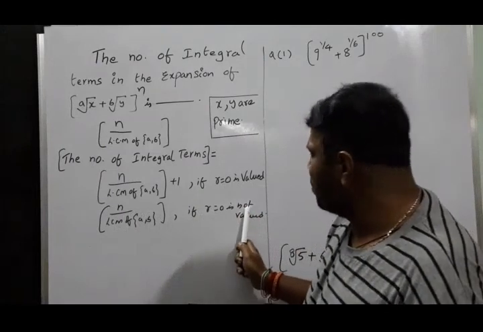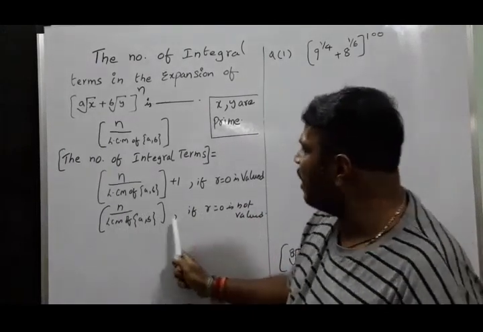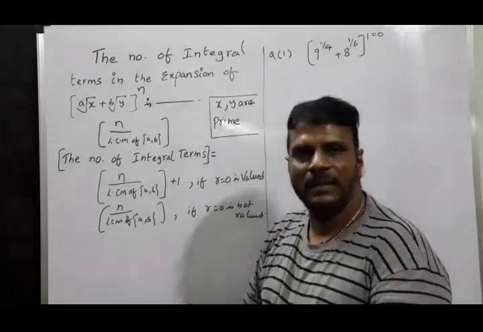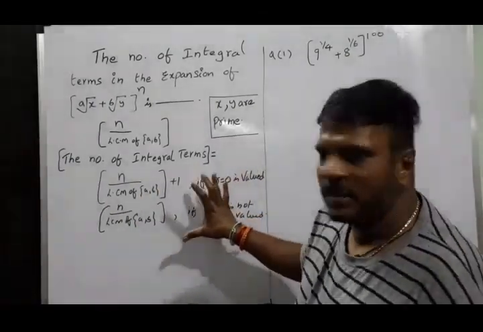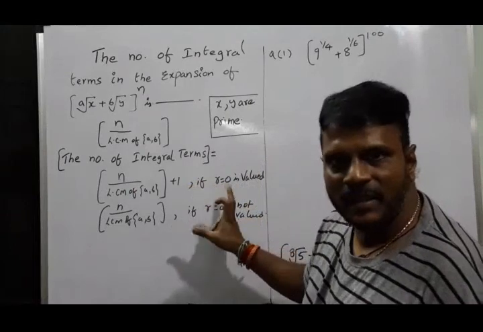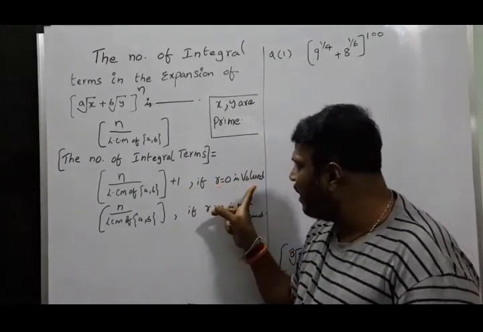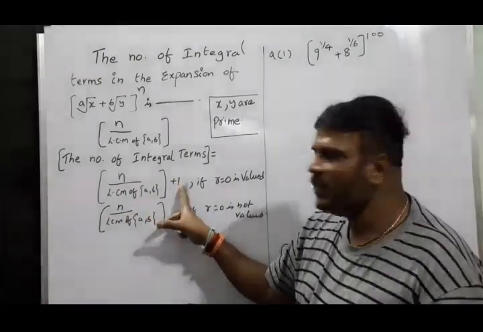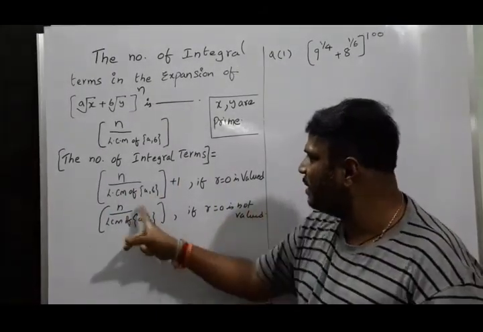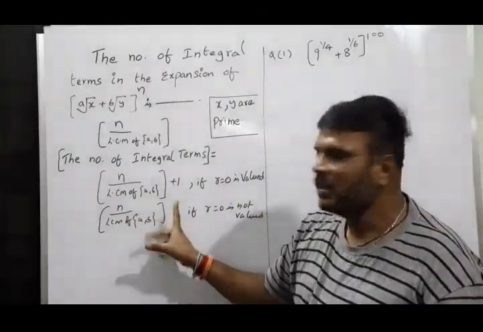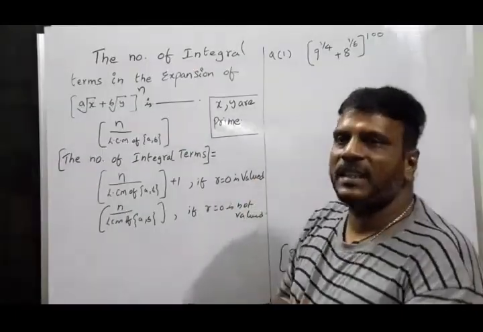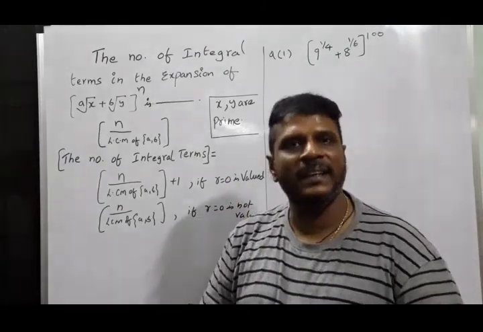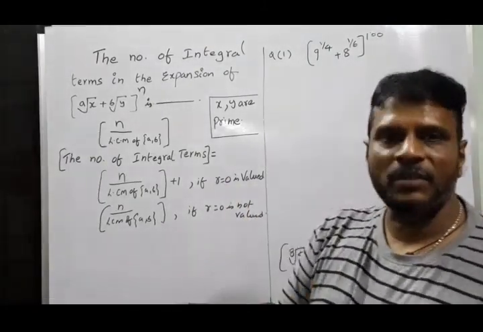If r = 0 is not valid, then you have to take just the floor of n by LCM of a, b. Students, listen carefully. If r = 0 is valid, you have to take the floor of this value plus 1. If r = 0 is not valid, don't take plus 1. Now how to decide whether r = 0 is valid or not valid? For that, you have to take the general term.